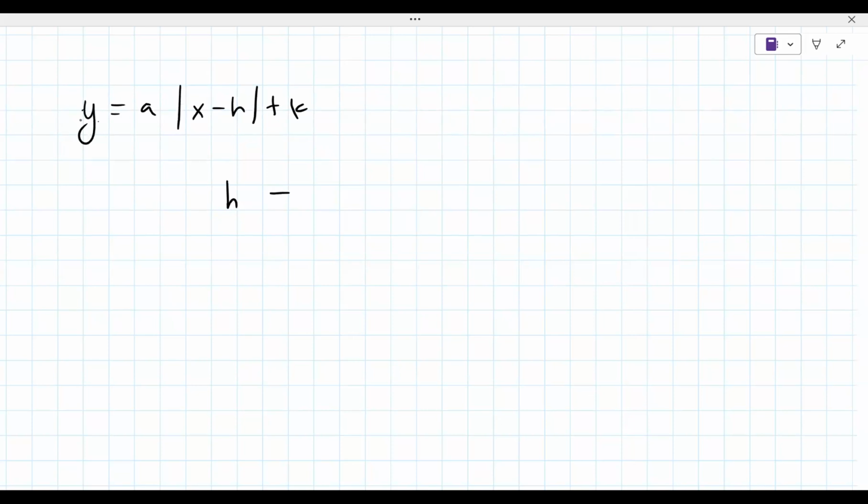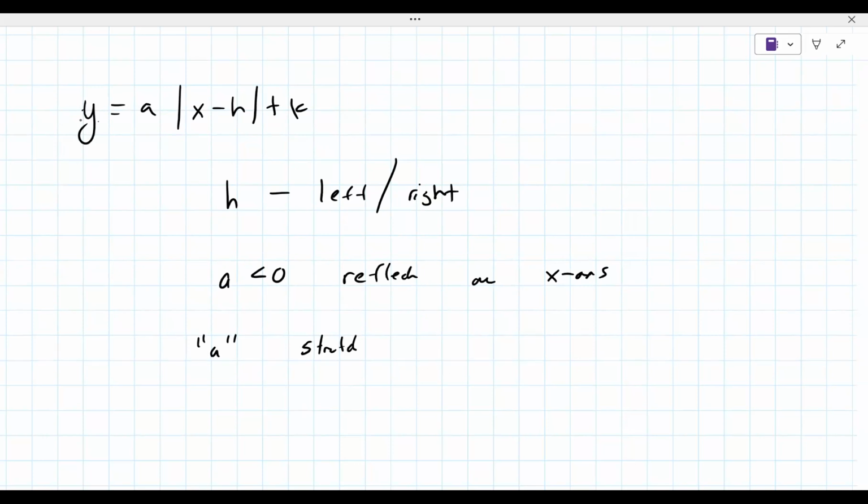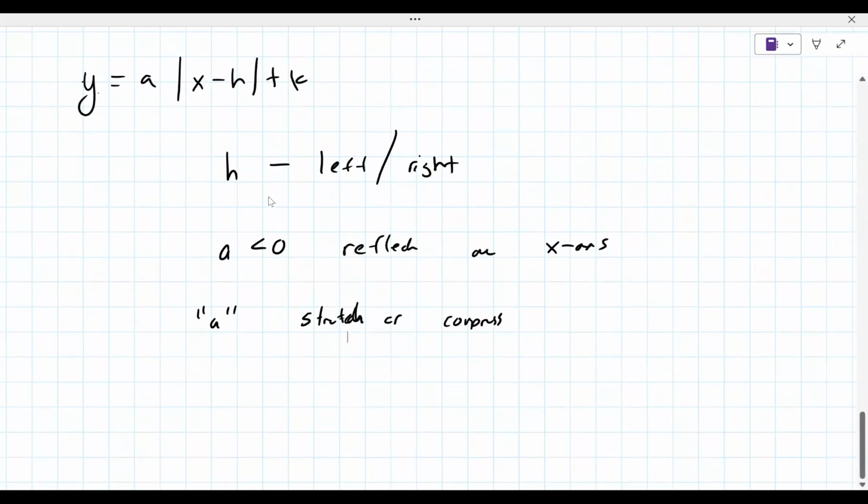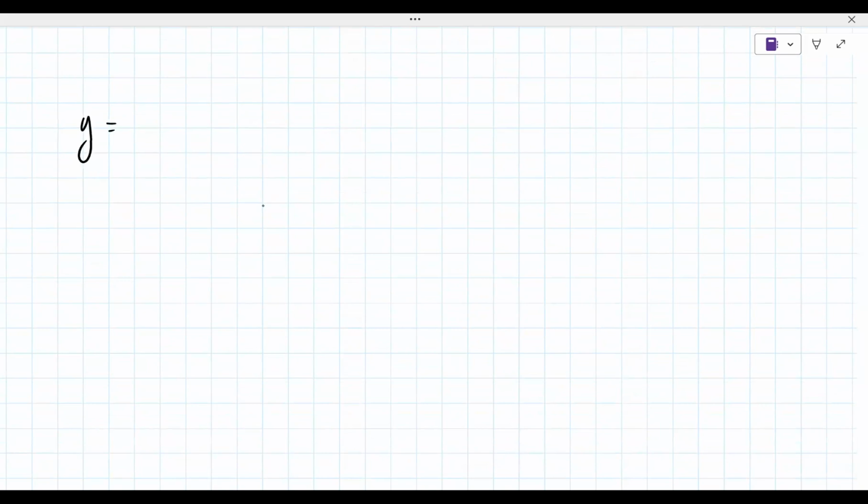So h is left and right. Okay. If a is less than 0, that means it's a reflection over the x-axis. But the value of a itself tells you whether it's a stretch or what's called a compression. Have you heard that before? Yeah. Okay. So it's easier if I just give you some examples here and then we go through it.